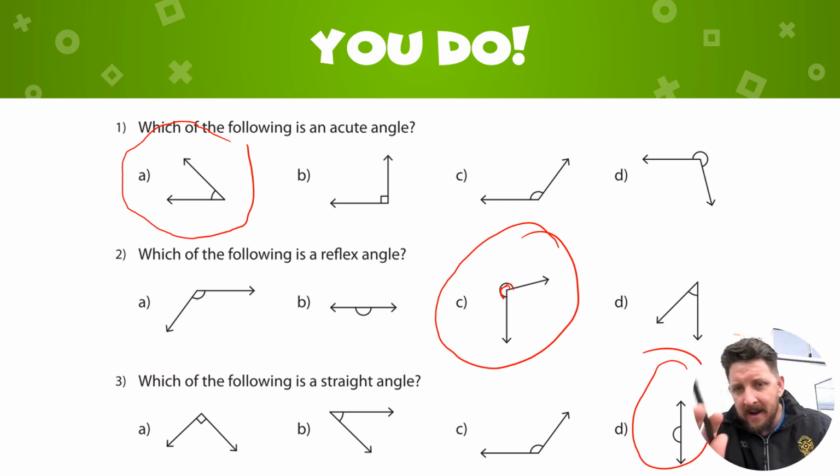Now, remember, 6 different kinds of angles: acute, right, obtuse, straight, reflex, and finishing off with our full revolution.